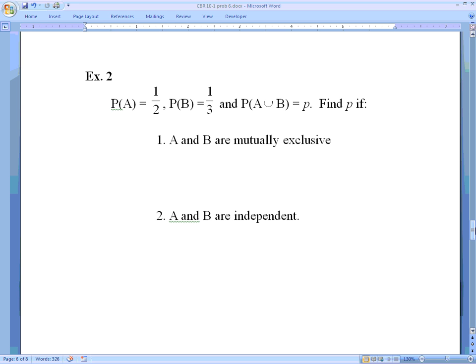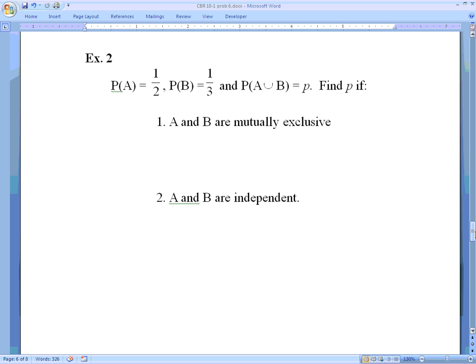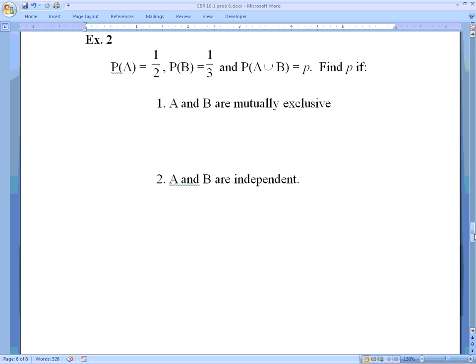All right, now we'll get to actually use some of our laws here. The probability of event A occurring is 1/2. The probability B occurs is 1/3, and the probability of A or B occurring is lowercase p. Find p if A and B are mutually exclusive.